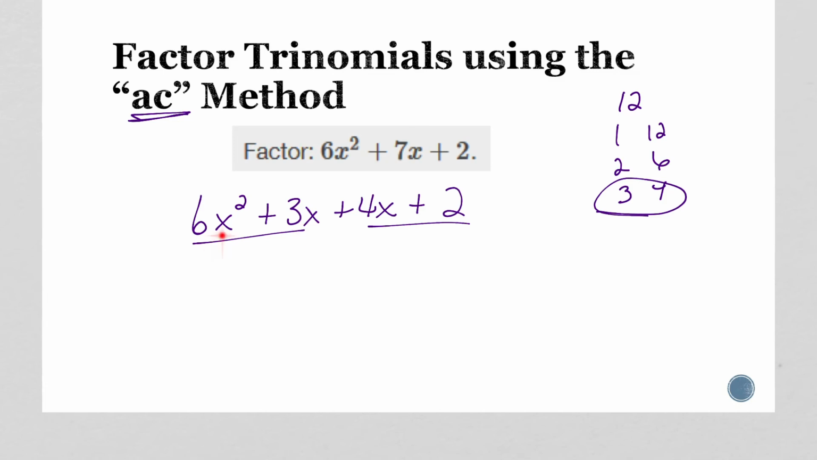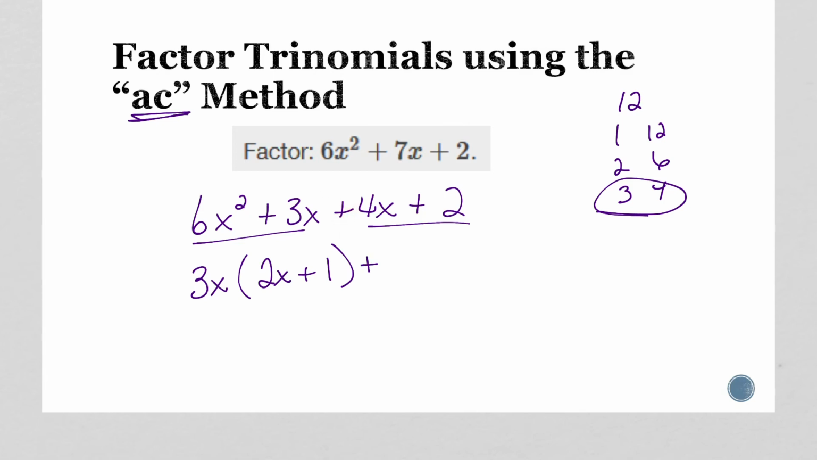So what do these guys have in common? They've got a 3 and an x in common. What times 3x would give you 6x squared? That's 2x. What times 3x would give you 3x? And that's plus 1. This is a plus, so I'm going to write down a plus.